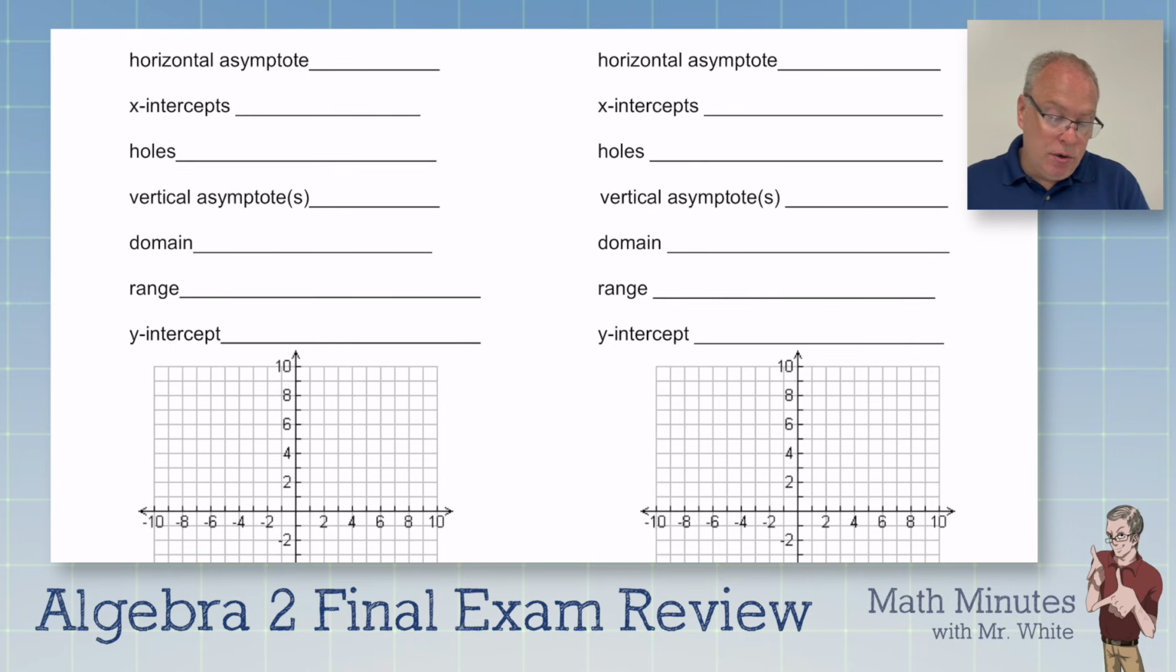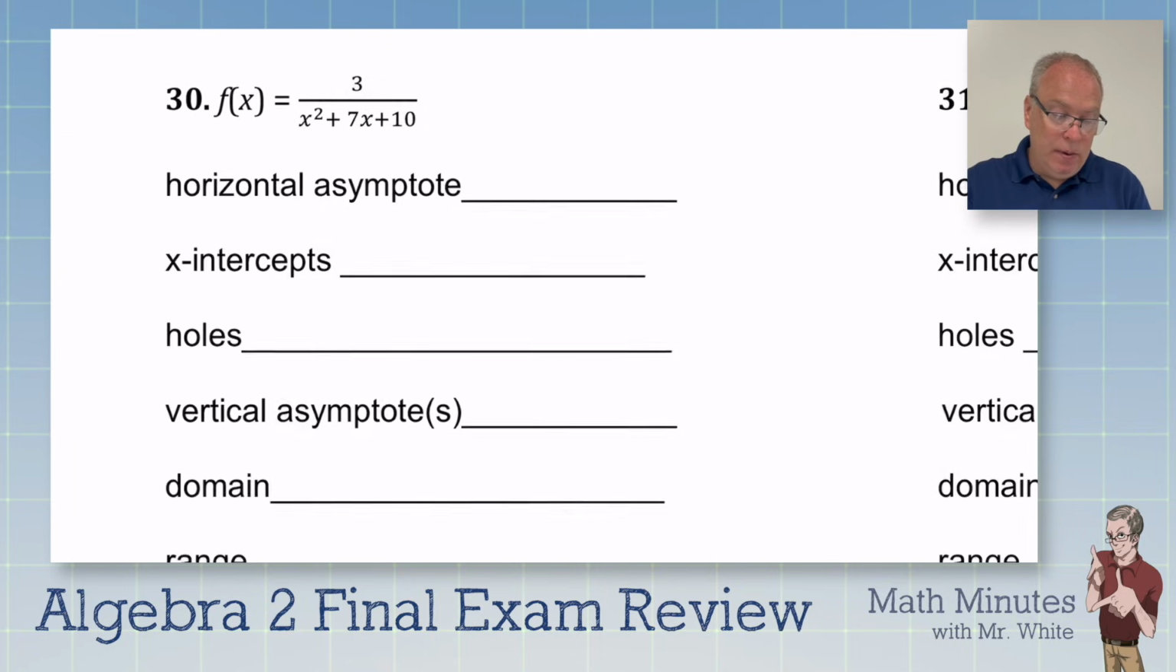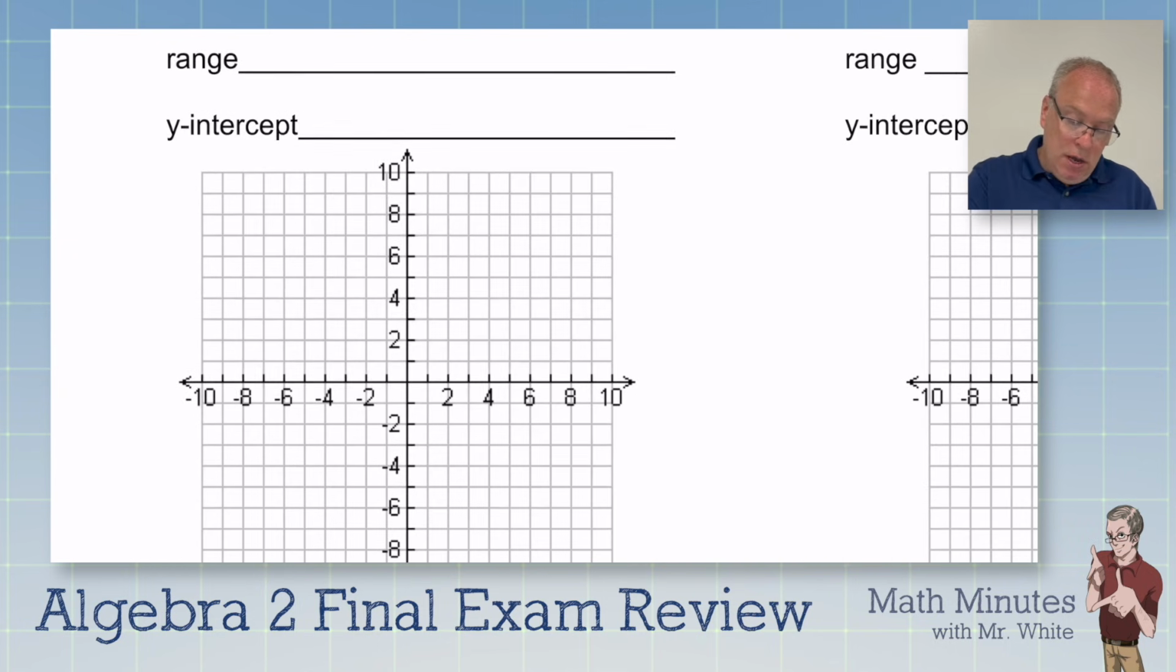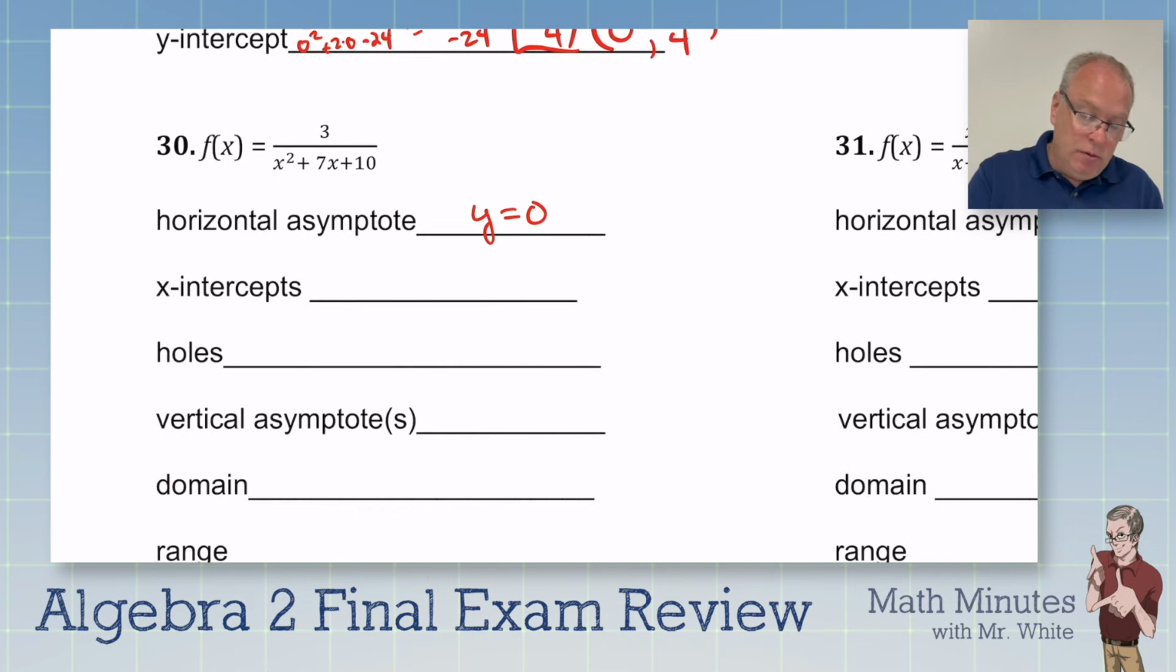Okay, numbers 30 and 31, we do have a graph here, so we'll be able to sketch these a little bit. Horizontal asymptote, again, y equals 0. The reason is because the denominator is bigger than the numerator. So I'm going to go ahead and put that asymptote in there, folks. There we go. We got our horizontal asymptote in there.